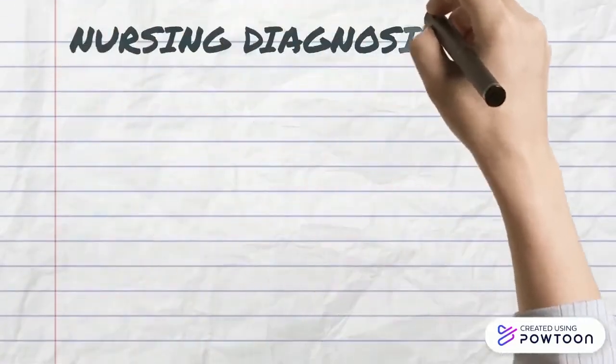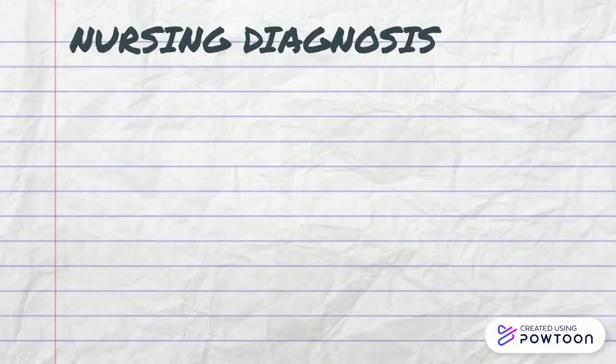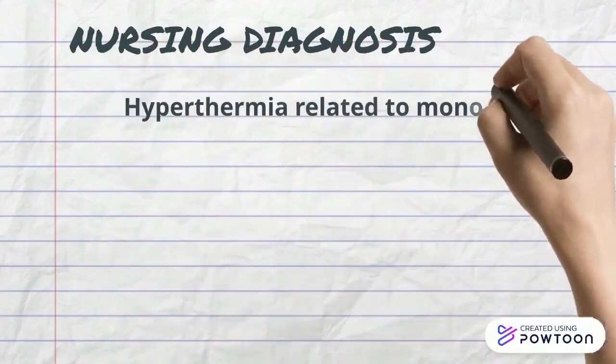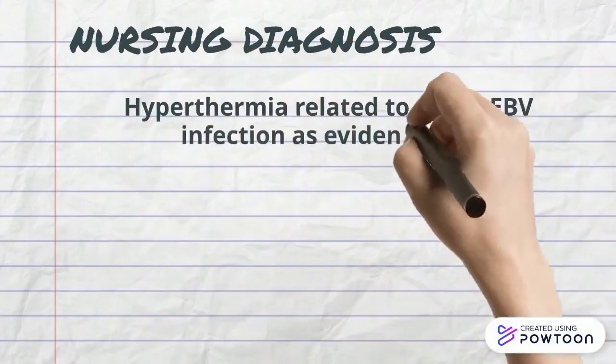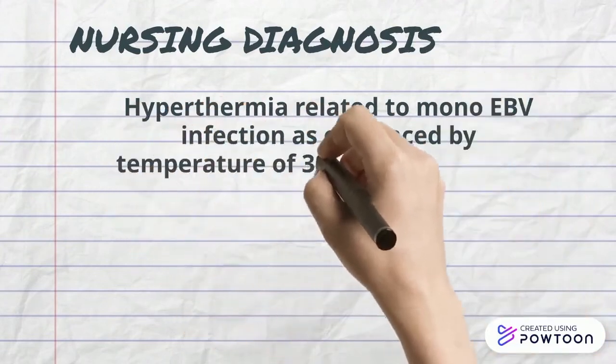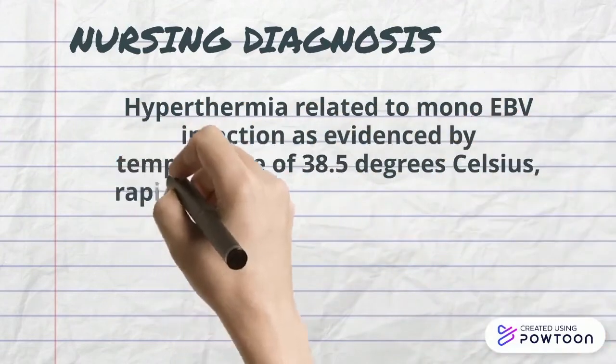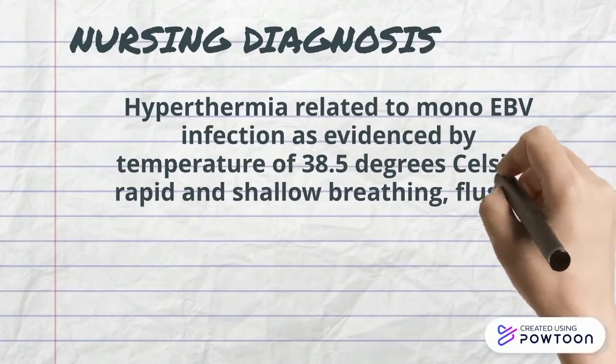Nursing diagnosis. Hyperthermia related to mono EBV infection as evidenced by temperature of 38.5 degrees Celsius, rapid and shallow breathing, flushed skin, profuse sweating, and weak pulse.